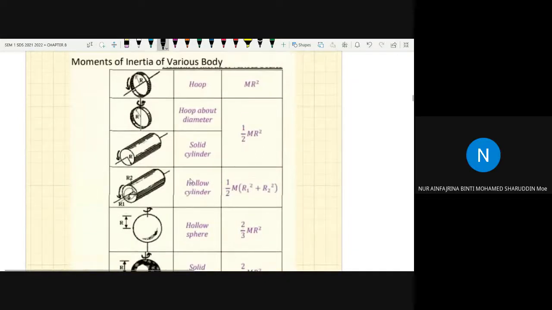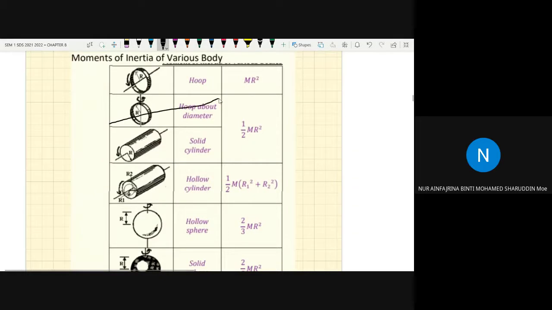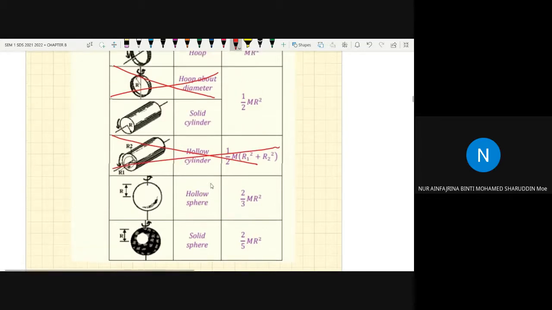Okay, before Miss proceed, I just need you to cancel dekat Miss yang ini. Miss guna warna pen merah. Okay, cancel this one and cancel this one. And also Miss nak you cancel this one. Okay?